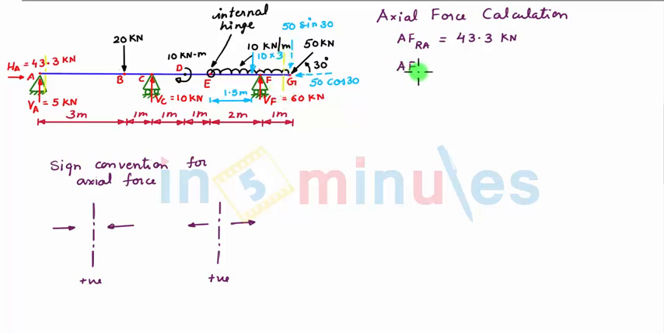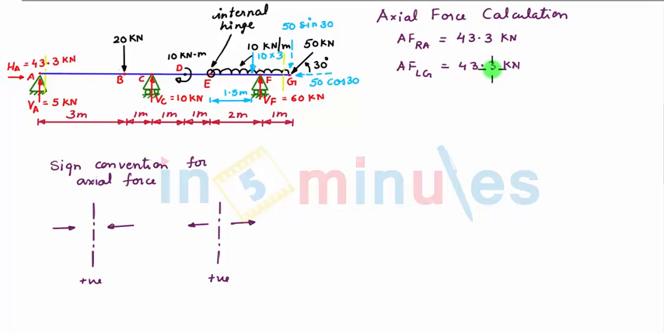So axial force towards left of G is equal to, again considering the left hand side of section, we have the same value, 43.3 kilonewton. Again, if we consider the right hand side of this section, we have this leftward force of 50 cos 30 whose magnitude is same as that of 43.3 kilonewton. So with this, our axial force calculation is over.